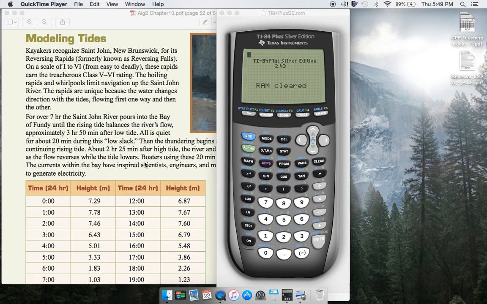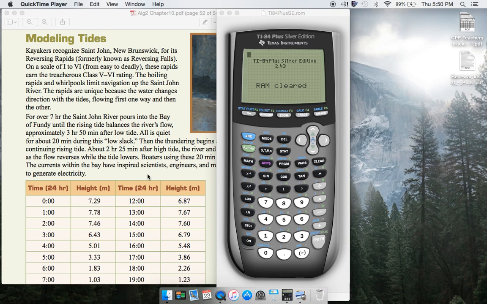We only thought salmon swam upriver, but what happens is the water actually starts reversing, and so it creates these really cool what are called reversing falls. Kayakers and different crazy adrenaline junkies think it's super fun to go out there, but boaters have to be really careful, and they have to use these 20-minute intervals to safely complete their journey.